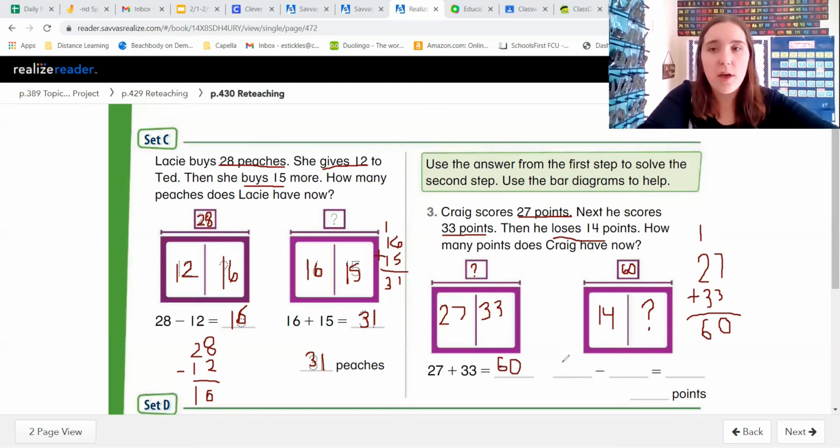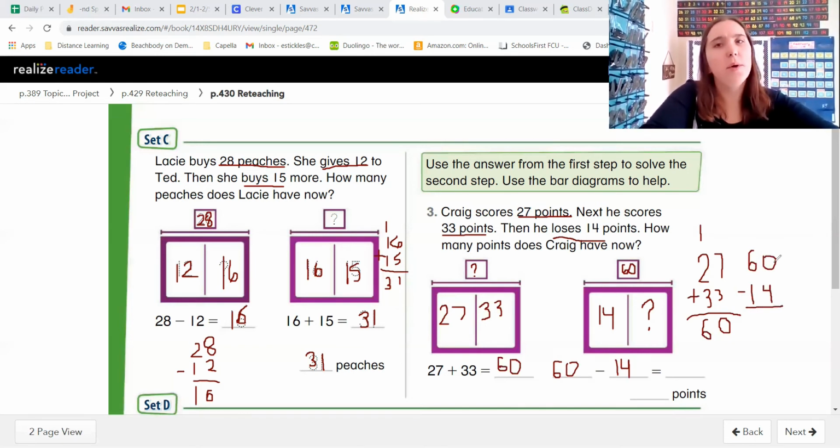Now in an equation, I'm going to do the 60 points that he has minus the 14 that he loses, because when you lose something, you're subtracting it, right? Now I have to solve. So 60 minus 14. Okay, I have 0 ones and I need to take away 4. I got to regroup.